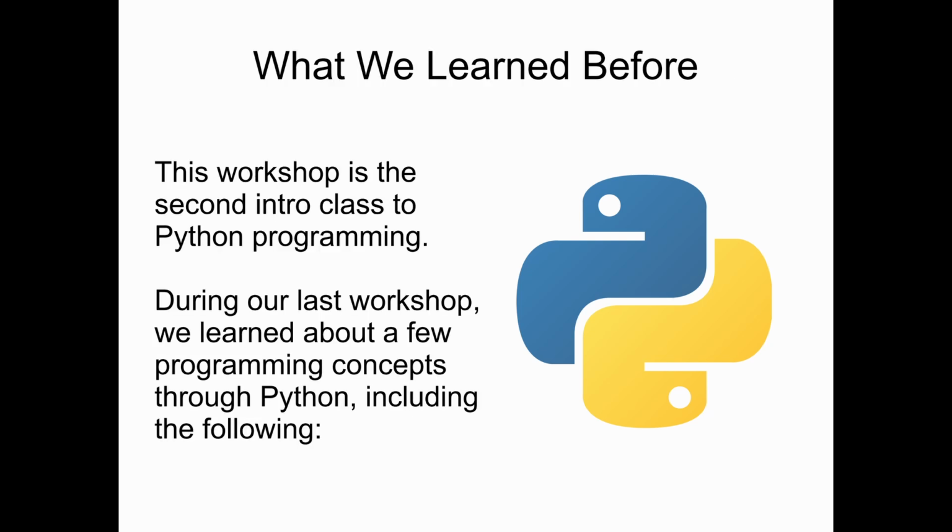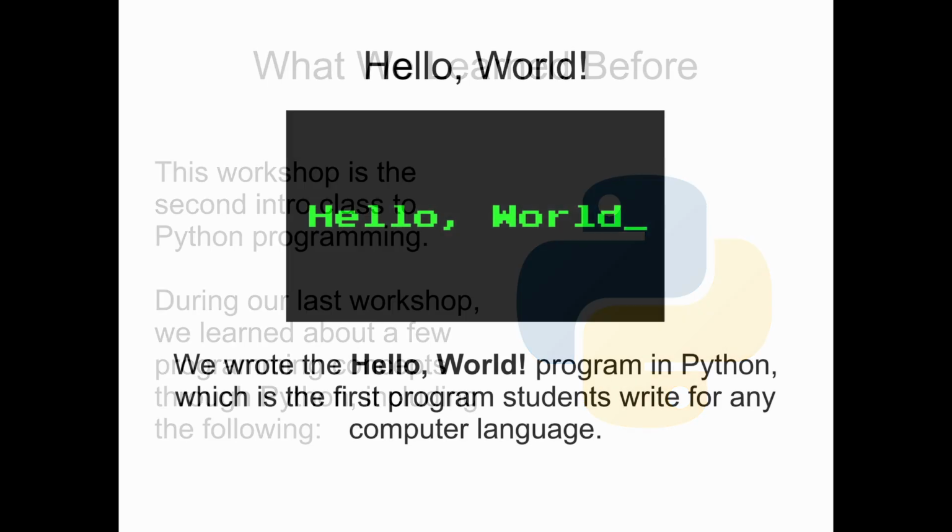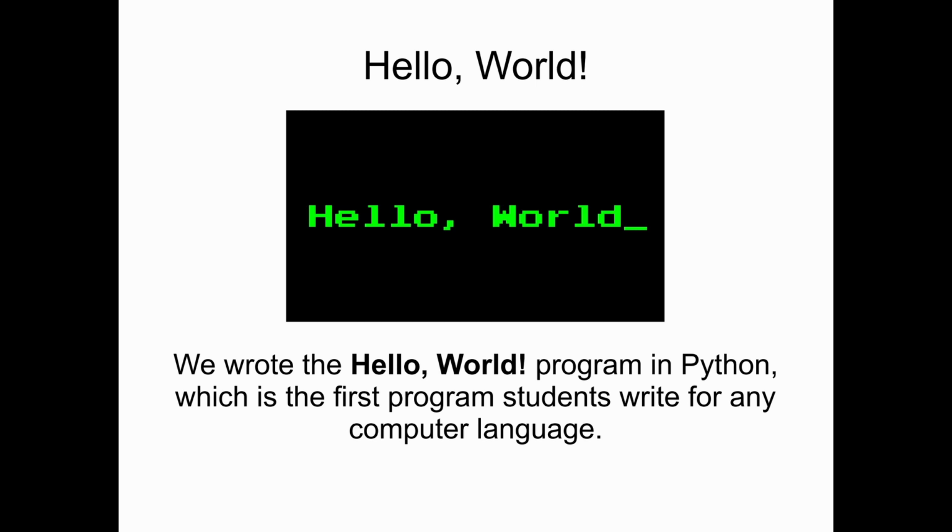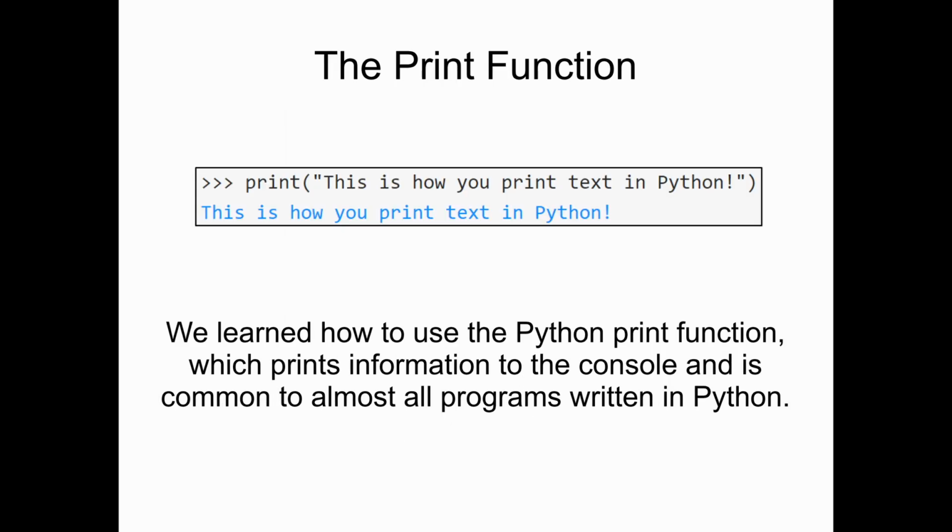This workshop is the second intro class to Python programming. During our last workshop, we learned a few programming concepts through Python, including the following. We wrote the Hello World program in Python, which is the first program students write for any computer language. We learned how to use the Python print function, which prints information to the console and is common to almost all programs written in Python.